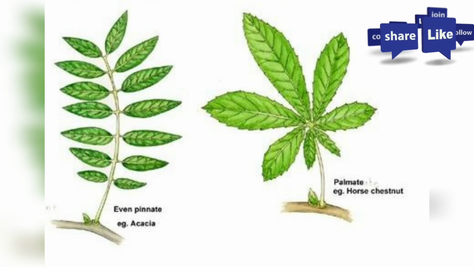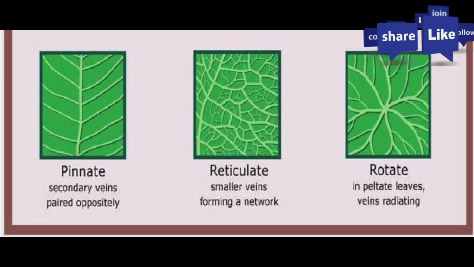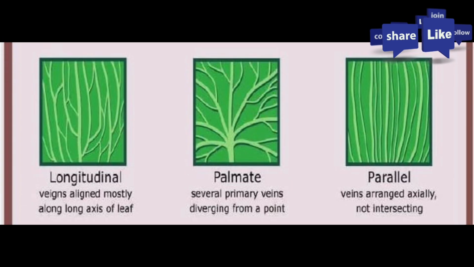We can differentiate the leaf according to their venation. The arrangement of veins and veinlets in the lamina of the leaf is termed venation. Venation can be of two types in the leaf. Number 1 is reticulate, number 2 is parallel.